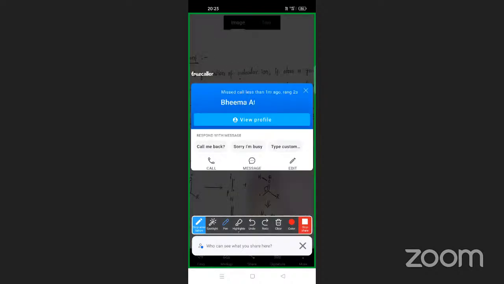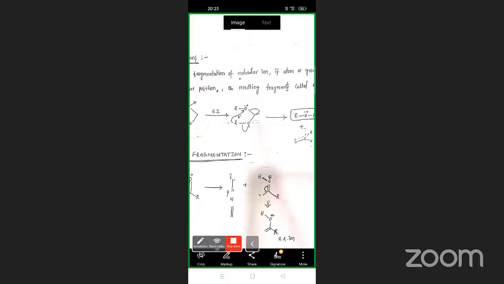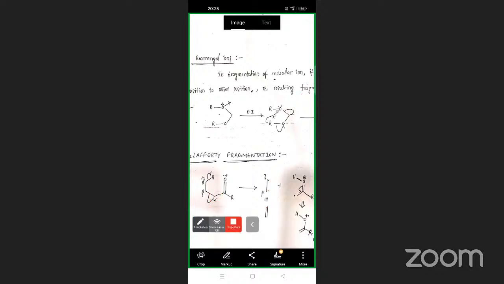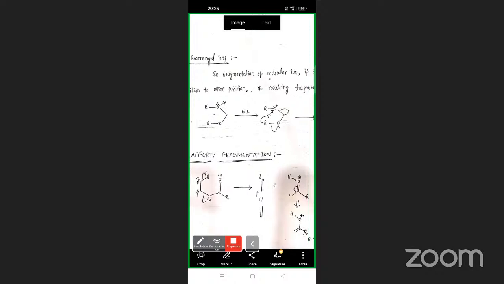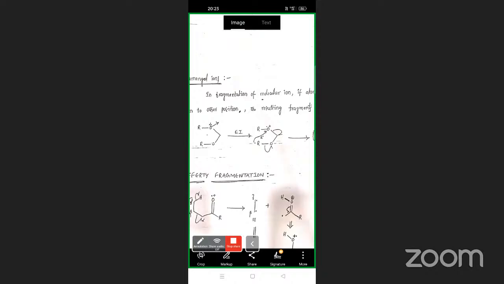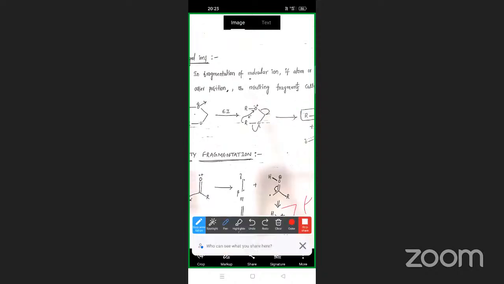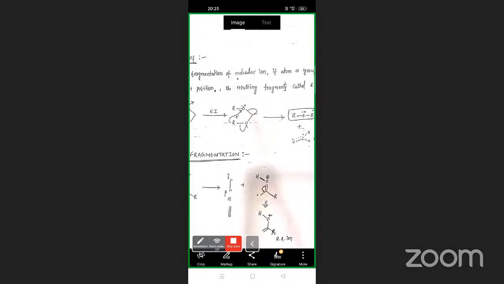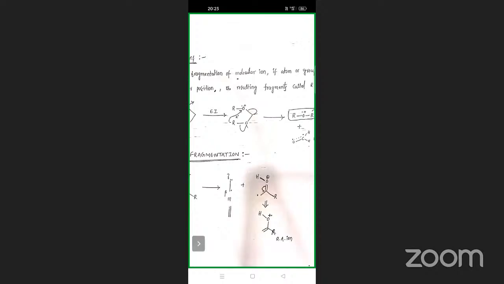Here you get one radical, and here also one radical. These two radicals combine and form a double bond, and it is removed as an olefin moiety. The other part is obtained as the molecular ion. So this is the McLafferty rearrangement, and the requirement is a gamma hydrogen.